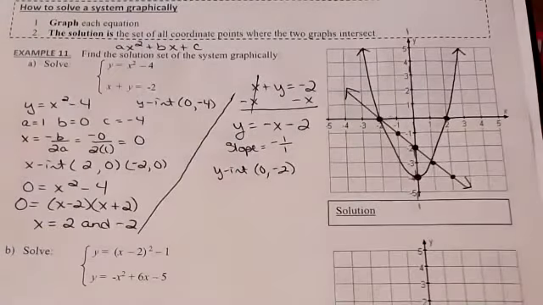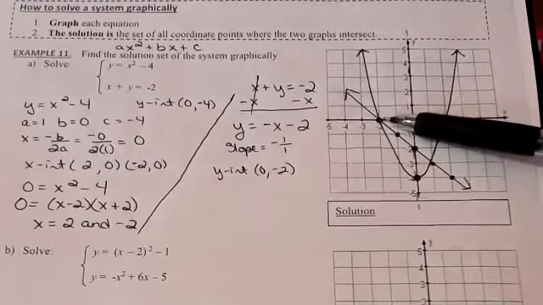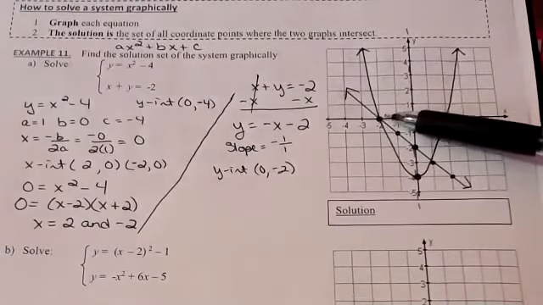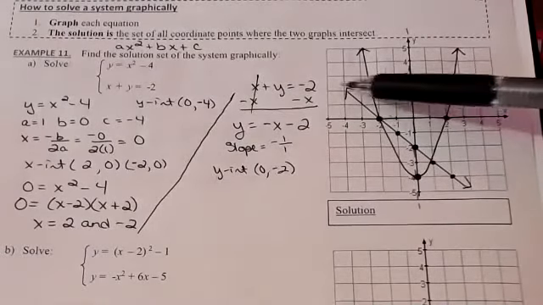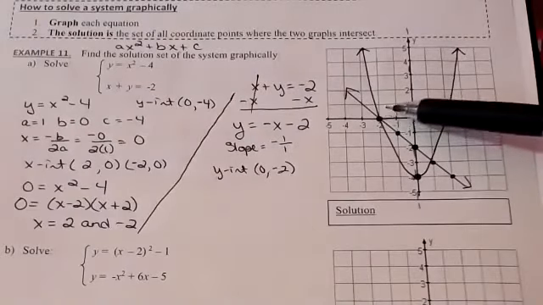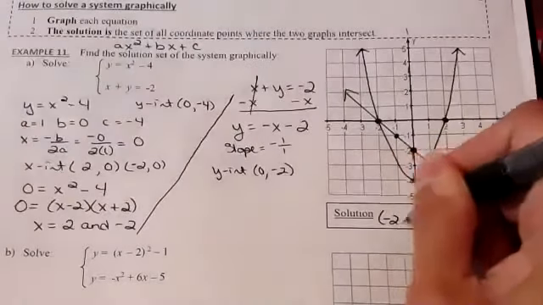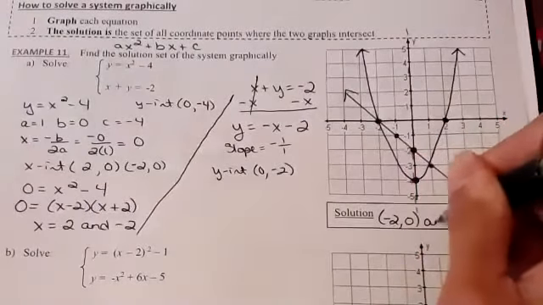So graphically, it looks like I'm very confident about this one being a solution where both the line and the parabola seem to cross through the point -2, 0. So I'm going to say that that's one of my solutions, -2, 0.